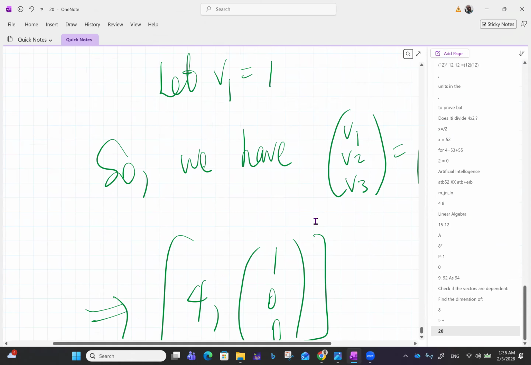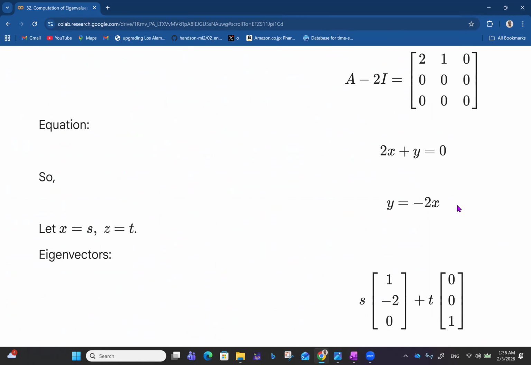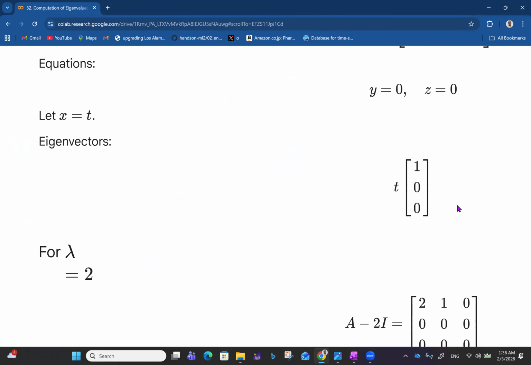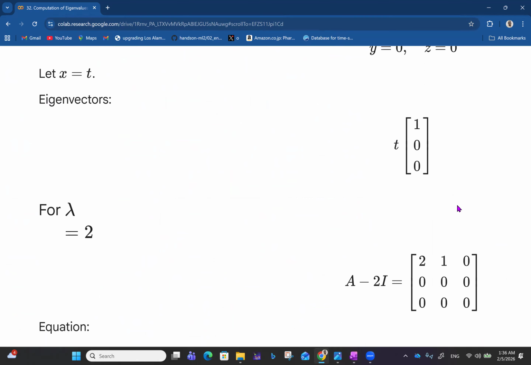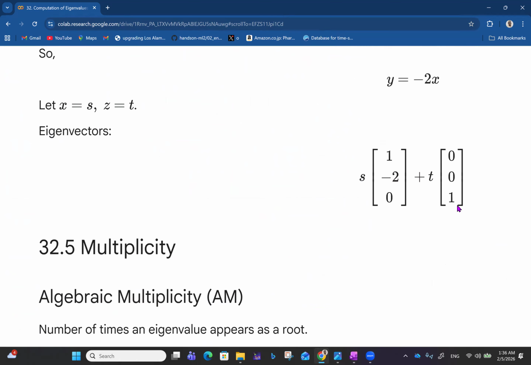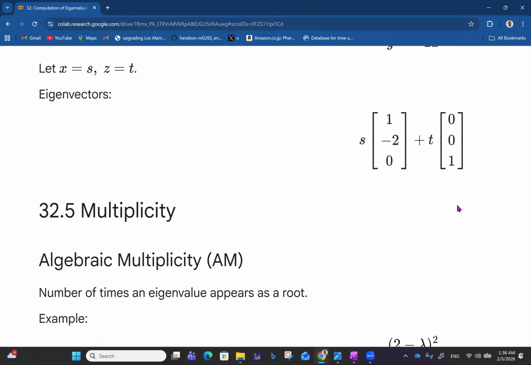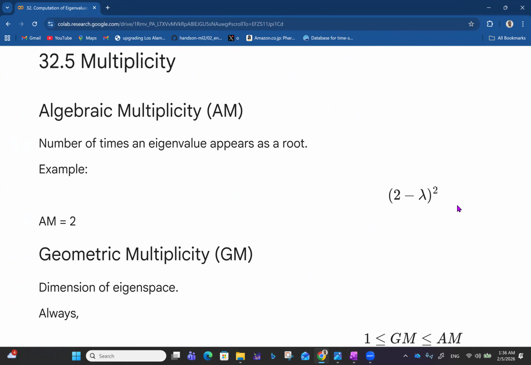So that's how that goes. So for 4, as you can see, we have 1, 0, 0 like that. Okay, so that's how to find eigenvalues and eigenvectors. So that should help a lot to clarify that idea.